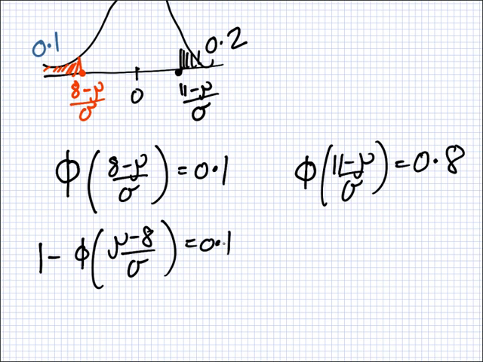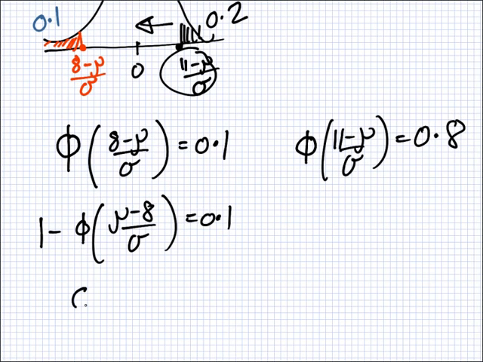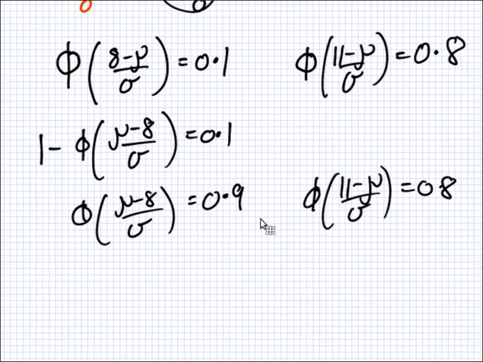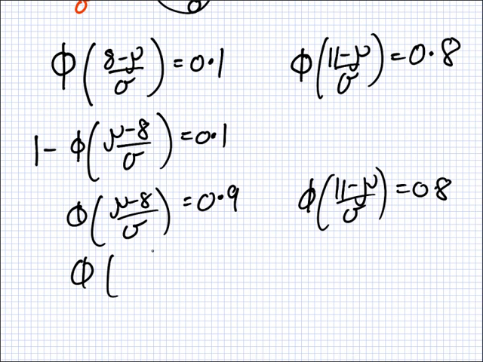Why is it 0.8? Because the table book gives you the area to the left. So if you were to look up this value, you should get 0.8. That would correspond to 0.2 on the right. Okay. So table book value mu minus 8 over sigma equals 0.9, and table book value of 11 minus mu over sigma equals 0.8. Now, back to the table book. What value do you look up so that you get an answer as close as possible to 0.9?